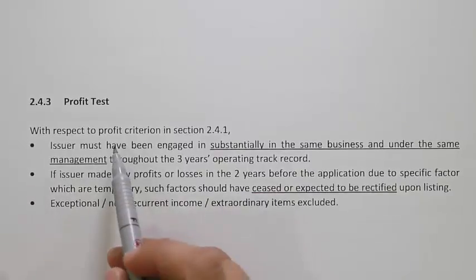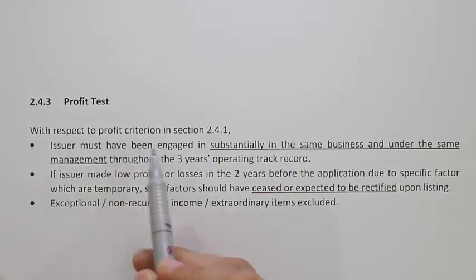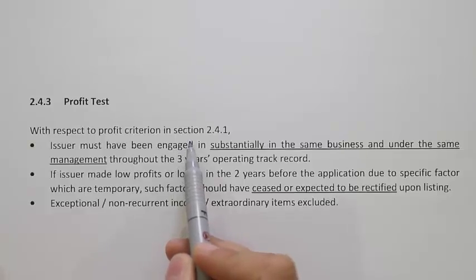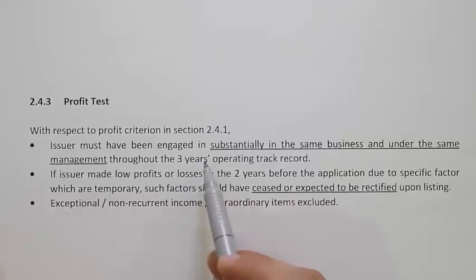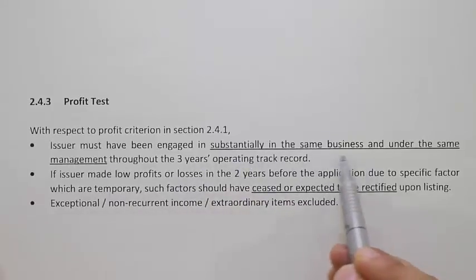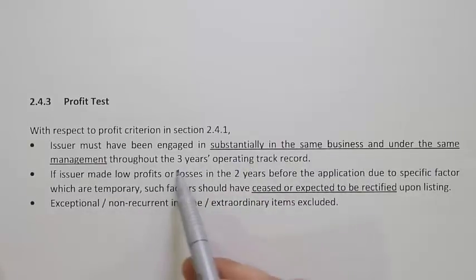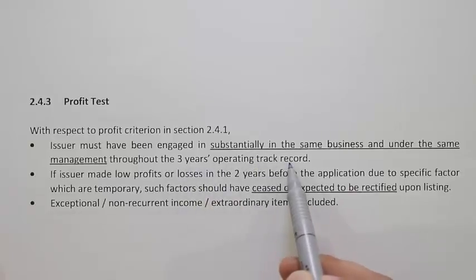There's a profit test with respect to the profit criterion that is mentioned in section 2.4.1 just now. So in this test, the issuer must have engaged substantially in the same business and under the same management throughout the 3 years of operating track record.